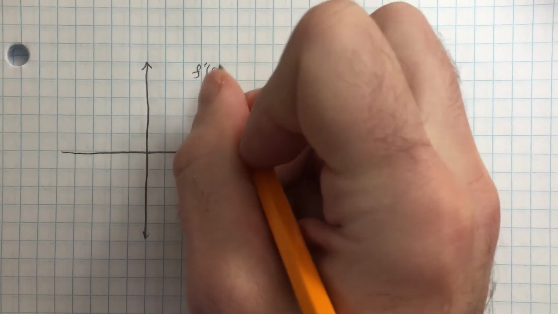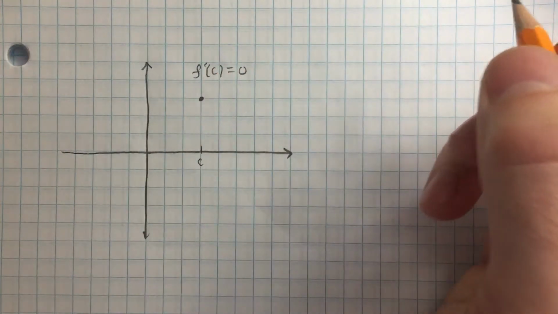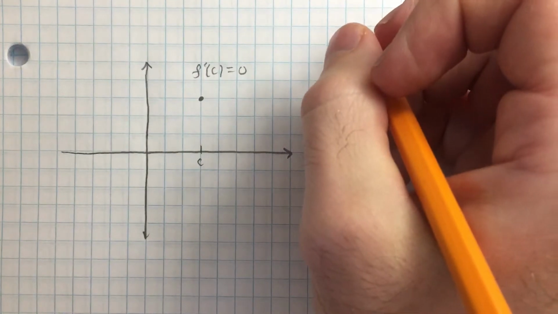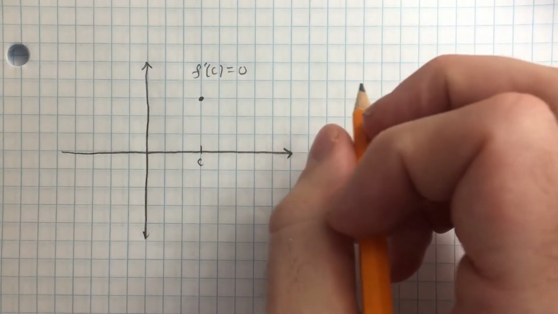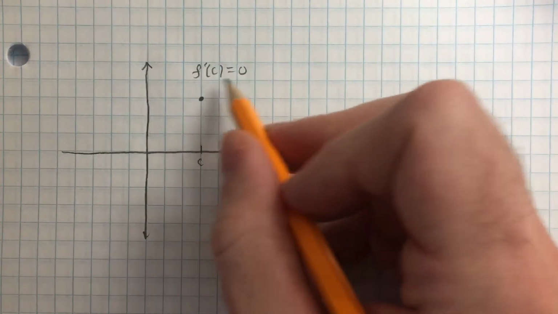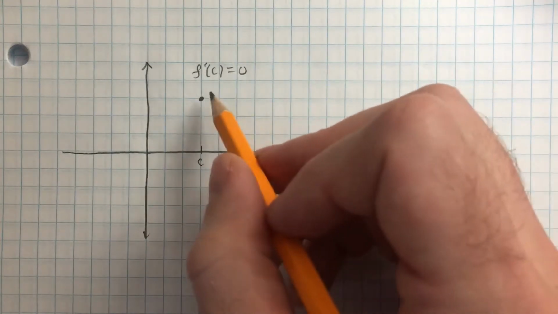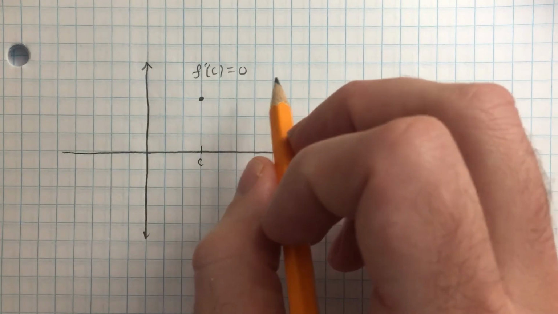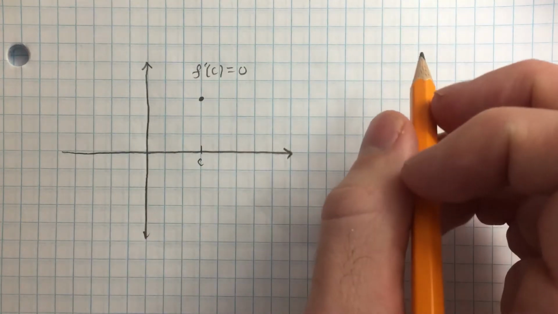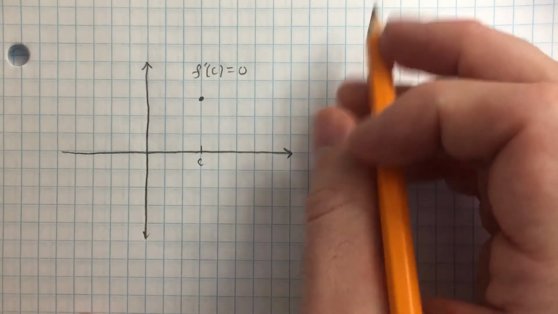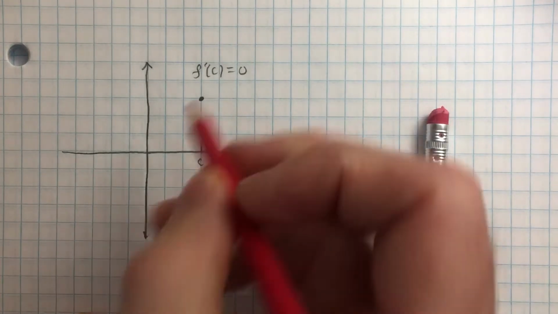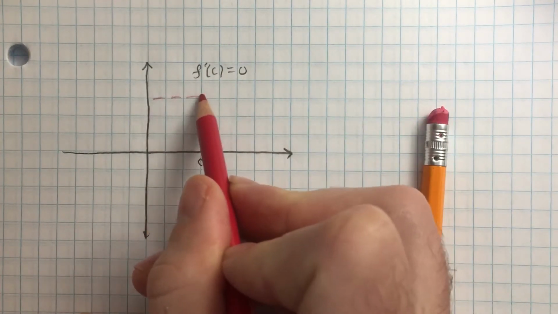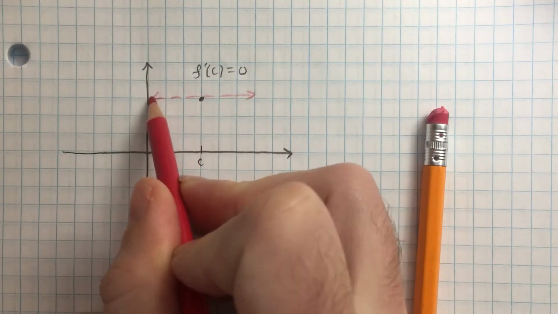f prime of C is 0. That's what makes it a critical point. Or we also know it could be non-existent there. The derivative could be non-existent, but I'm going to pick the more common case that we have in the text, where f prime of C is 0, not undefined. So if we knew simultaneously, besides the fact that f prime of C is 0, which means it has a horizontal tangent there, right? Horizontal tangent happening right there.